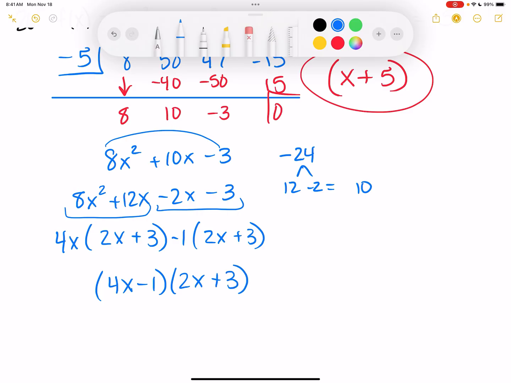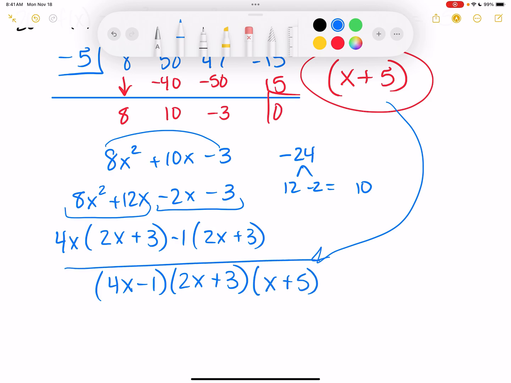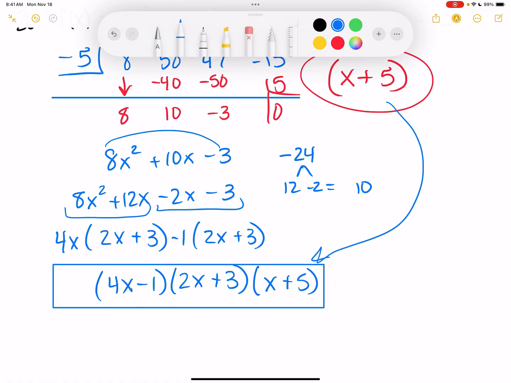And then if you want, you could just bring this factor on down and not have to rewrite the whole thing and multiply it by x plus 5. And there is your factored form. So I should write f of x equals on that.